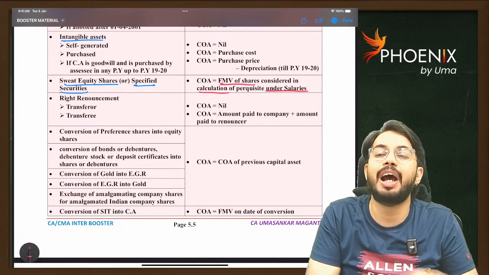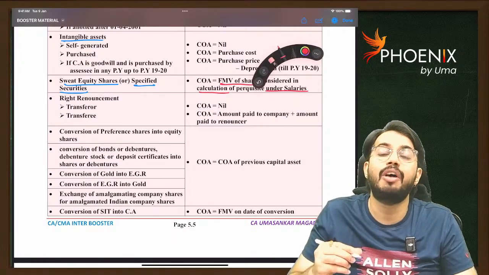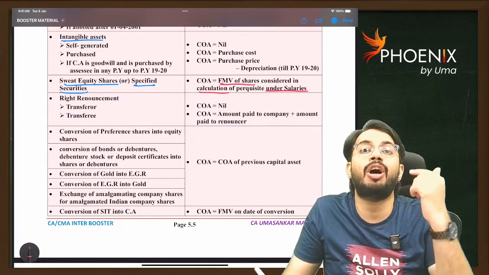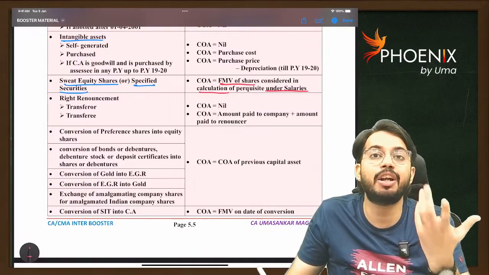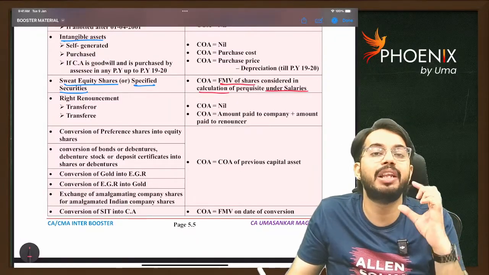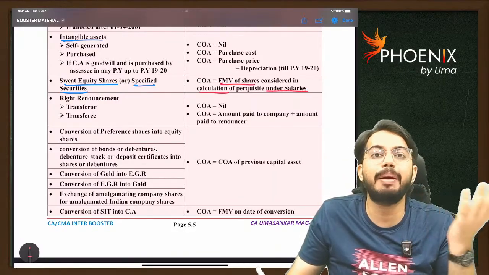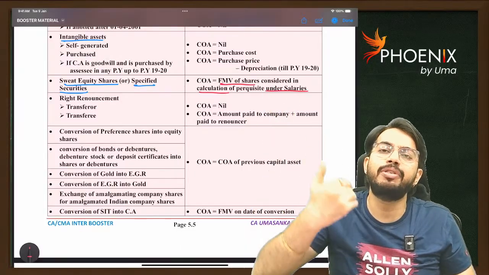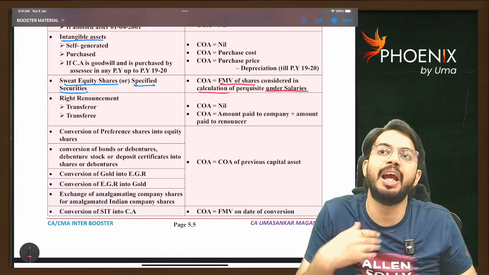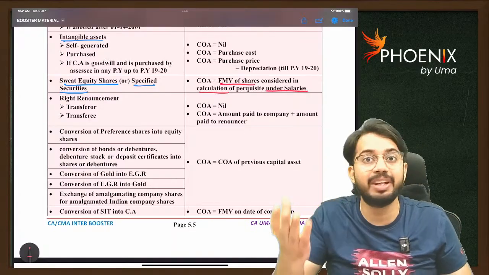So in case of allocation of sweat equity shares, cost of acquisition is equal to whatever the fair market value is on the date of allocation for sweat equity shares on the date of exercising the option. Okay, that fair market value will be considered as cost of acquisition. If you remember salaries, see why Infosys gives sweat equity shares to me either at free of cost or at concessional rate because I am working with Infosys.